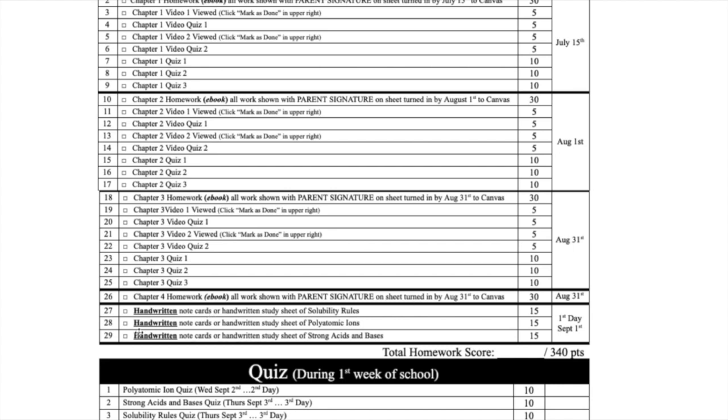Please note a couple quick things. One, handwritten note cards for solubility rules, polyatomic ions, and strong acids and bases are due on the first day of school. You need to handwrite them. I am not going to argue with you. I printed them. I typed them. I want you to write them.